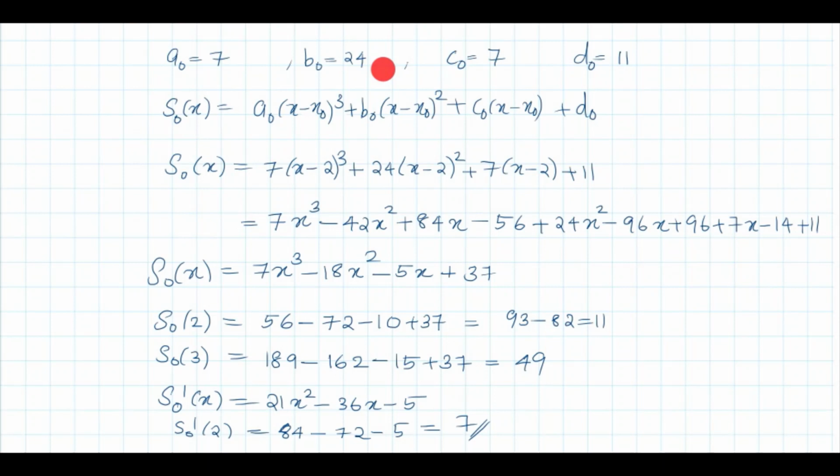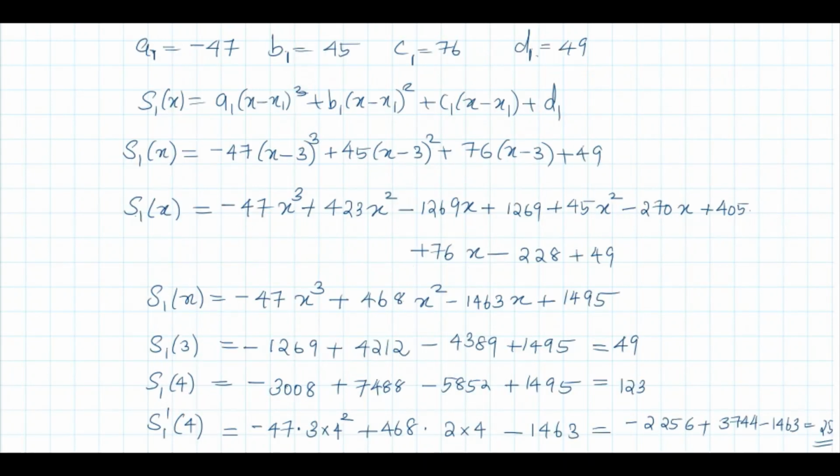Then we got A0 as 7, B0 24, C0 7, D0 11. So the S0(x) spline is 7x cubed minus 18x squared minus 5x plus 37. If we evaluate this at 2, we should get 11. If we evaluate this at 3, we should get 49. And its derivative S0 prime(x) is 21x squared minus 36x minus 5. If we evaluate this derivative at the starting point, you should get the given condition A, which is 7.